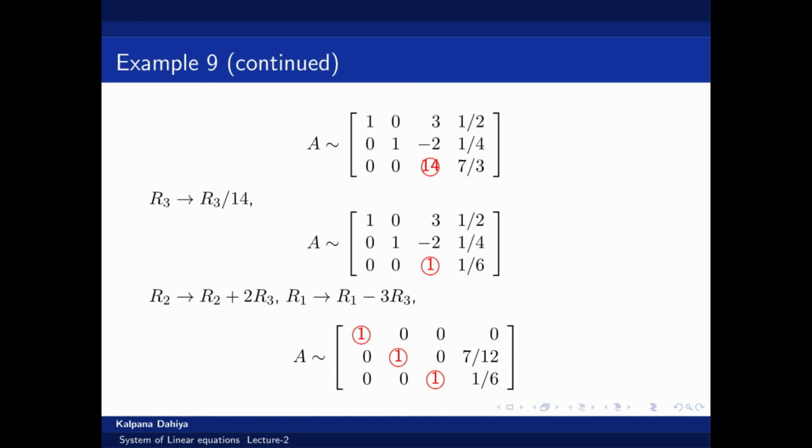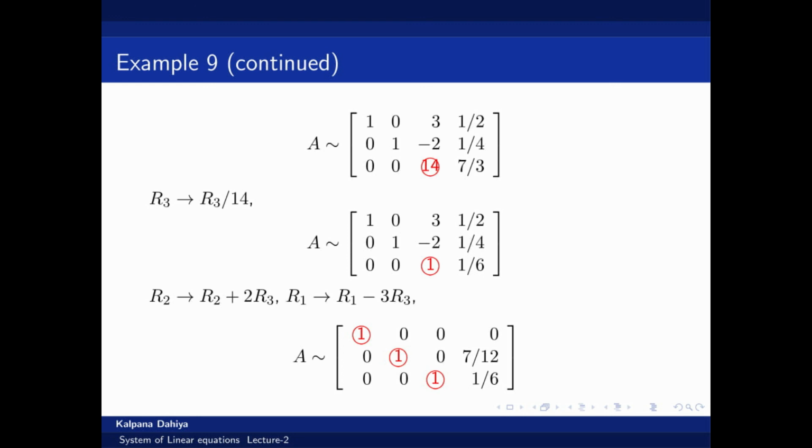So we are applying the following operation: change R2 to R2 plus 2 times the third row. And for the first row, we apply the following elementary operation: first row minus 3 times the third row. Now the first row is [1, 0, 0 | 0], the second row is [0, 1, 0 | 7/12], and the third row is [0, 0, 1 | 1/6].